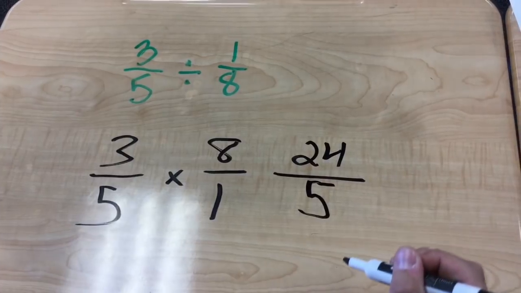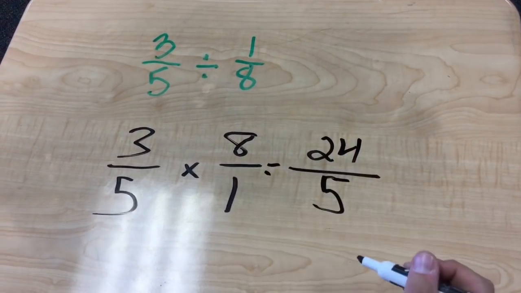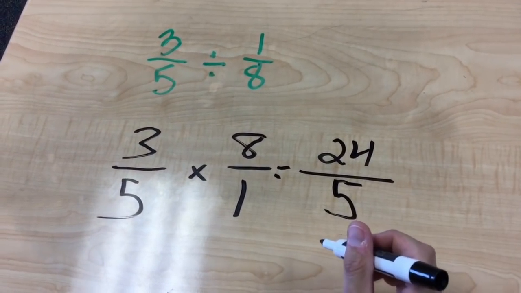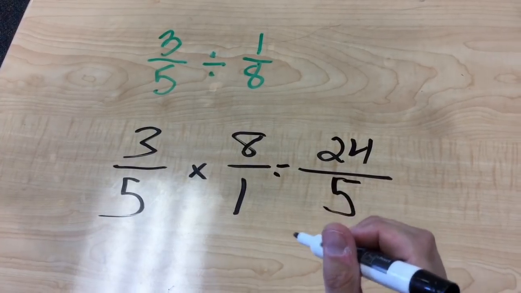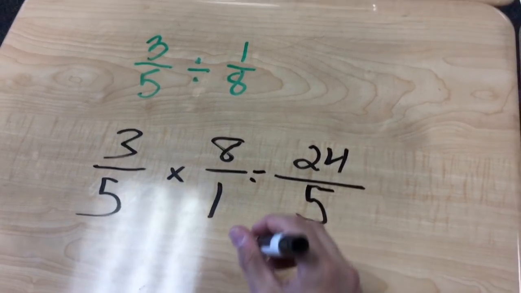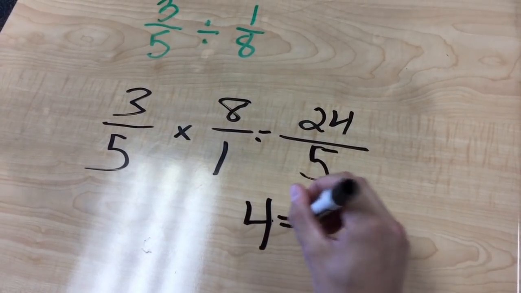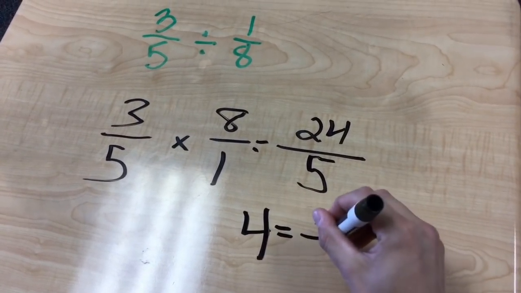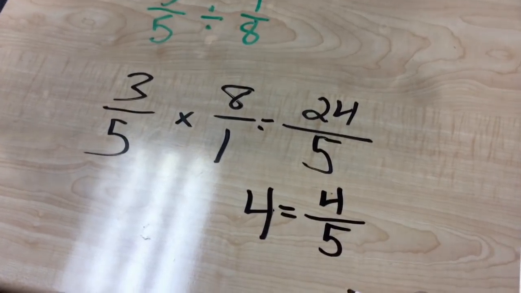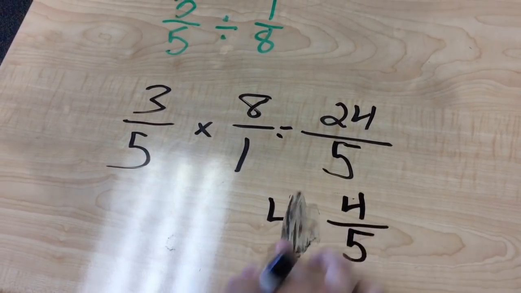That's improper. So what do I do now? Okay, remember, how many times does 5 go into 24? I think 4 times, but there's still some left over. Okay. The leftovers are the numerator of the fraction. Good. Whole number.